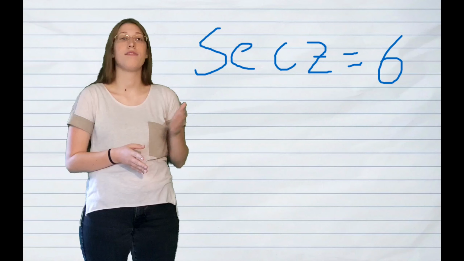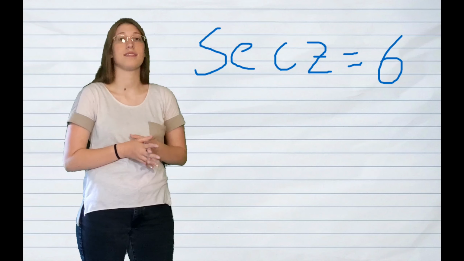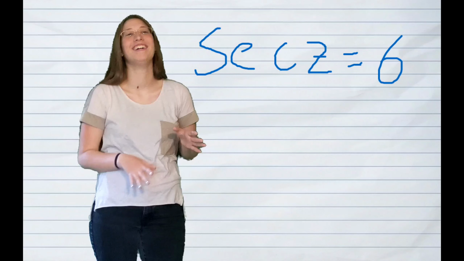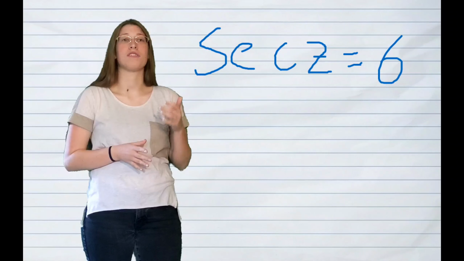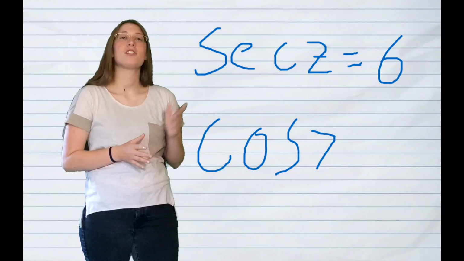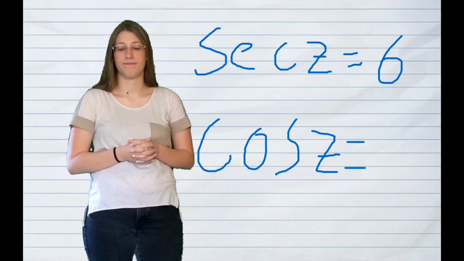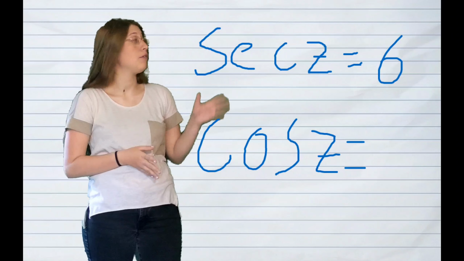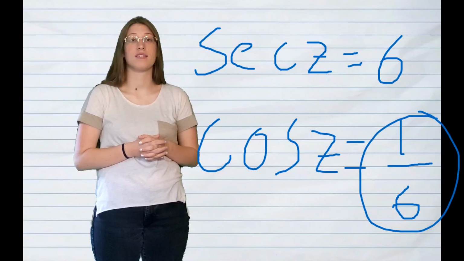The next one is a little different. You have secant of z equals 6. If secant of z equals 6, then what is cosine of z? Well, it would be 1 over 6.